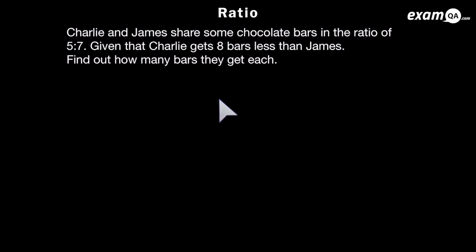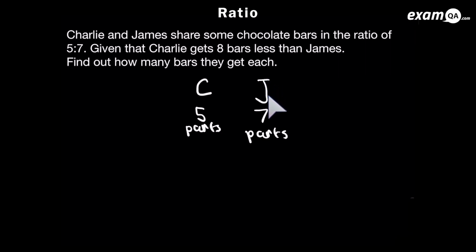Now let's have a look at this question. Charlie and James share some chocolate bars and they share it in the ratio of 5 to 7. We're also told that Charlie gets 8 bars less than James. And we need to work out how many chocolate bars they get each. Okay, so we're going to look at it in terms of parts again. Okay, so James gets 8 chocolate bars more than Charlie.